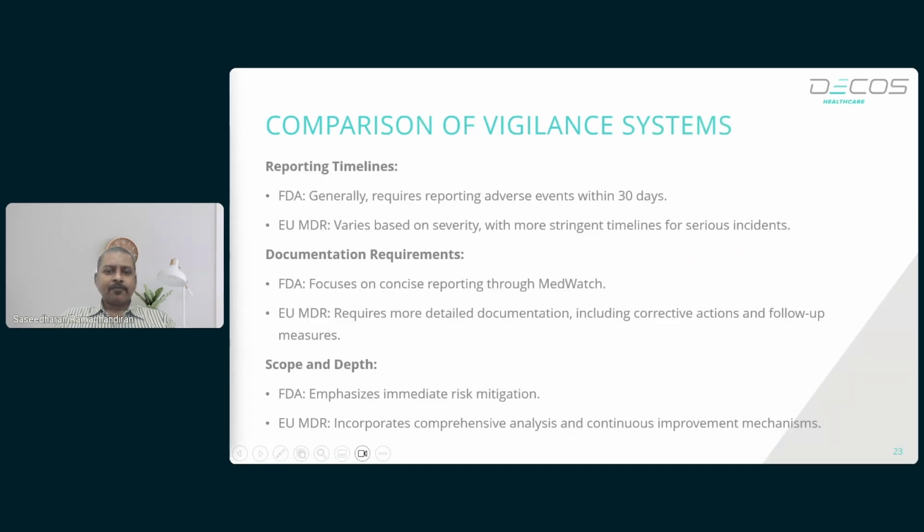Building on the concept of post-market surveillance, let's now do a side by side comparison of the vigilance system in the US and the EU. In FDA, adverse events must be reported within 30 days or within 5 days for serious public health threats. Whereas in EU MDR, the reporting timelines vary depending on the severity, with life-threatening incidents requiring a report within 10 days, while less critical issues may allow for longer reporting windows.